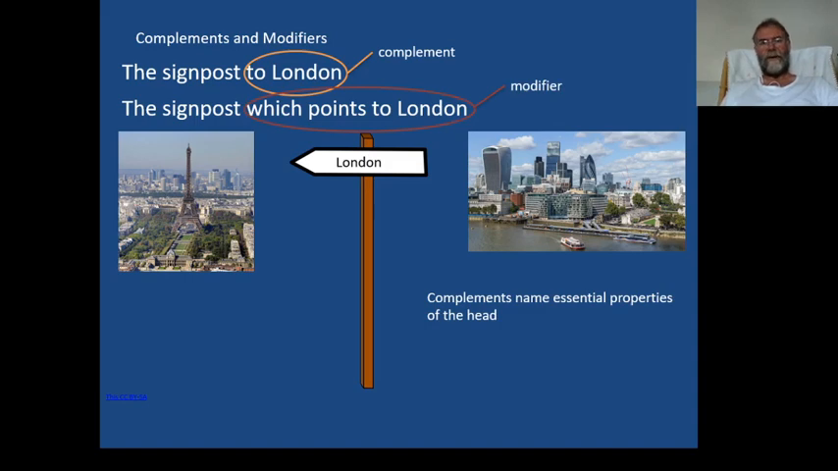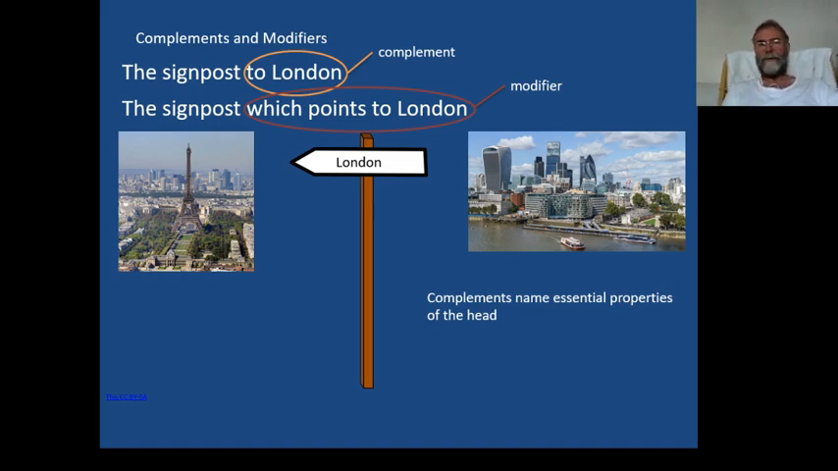Now this is a modifier, and modifiers don't have the same function as complements do. What this modifier is doing here is just adding extra information about the particular signpost that we're talking about. Okay, this one happens to point to London. That isn't a necessary, essential property of a signpost. That it happens to point to certain places is a fact about that signpost in a particular world.